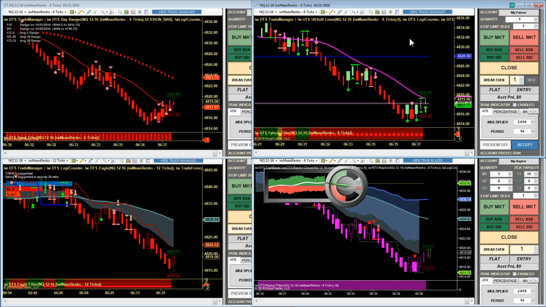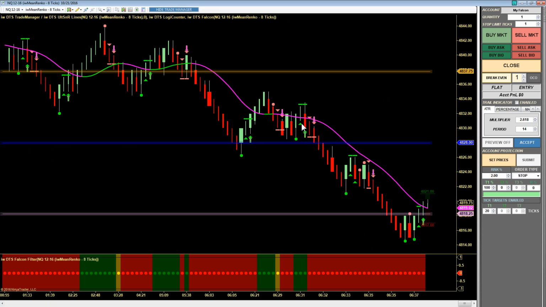Did the Falcon give us a signal as well? Well, yes. You can see this as a trend change signal or a late filter entry signal. Either or. They're kind of overlapping each other. And there was your signal out of the open.